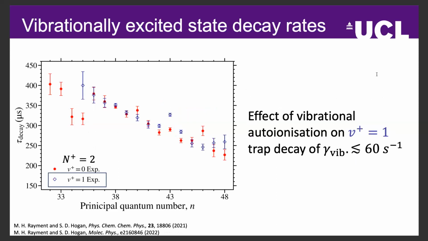We also did some experiments where we excited to the first vibrationally excited state of NO and performed very similar measurements, and we see a very similar trend in the data. And then we can infer from this that the effects of vibrational autoionization on these states that we're exciting in the experiment must be minimal, so we can constrain it to less than 60 Hertz.